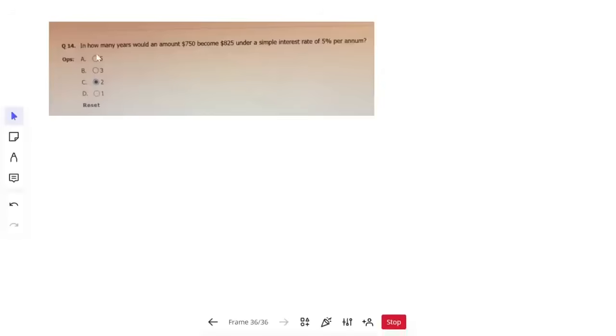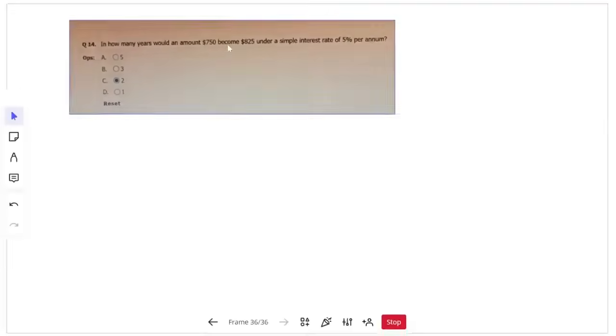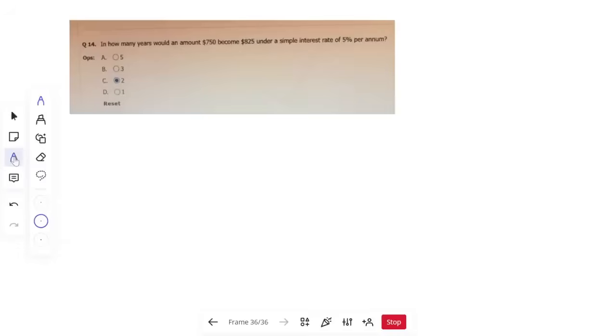Let's look at this question. So in this question, we are asked in how many years would the amount $750 become $825, okay, under a simple interest rate of 5% per annum. See, so how will we solve this one? This is a question based on simple interest.